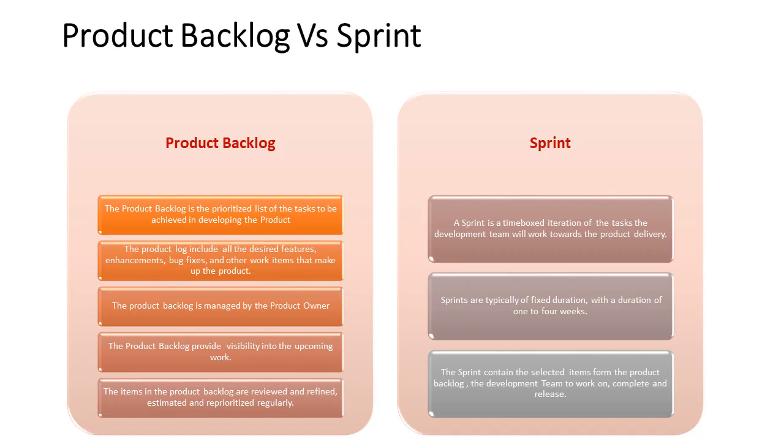At the end of each sprint, the completed work is reviewed, providing feedback that may lead to changes in the product backlog. While the product backlog represents the long term roadmap, each sprint provides a short term, actionable path to delivering value incrementally.